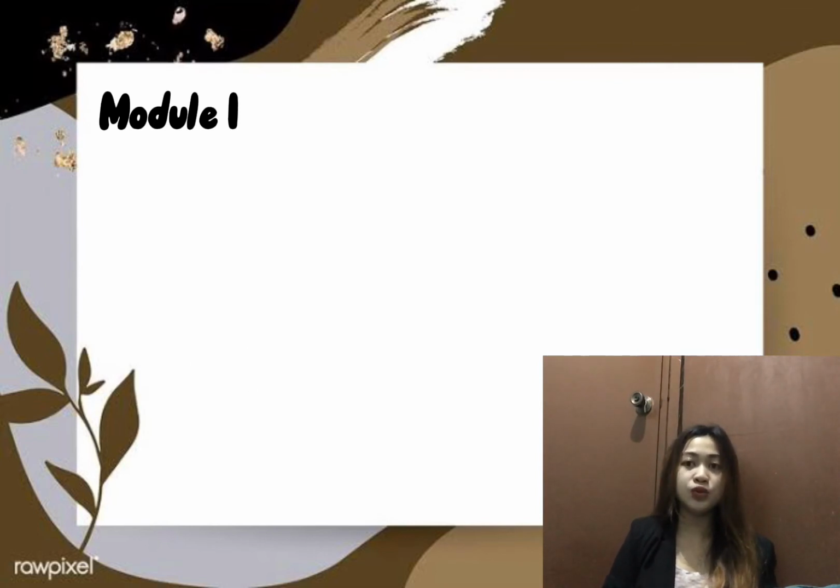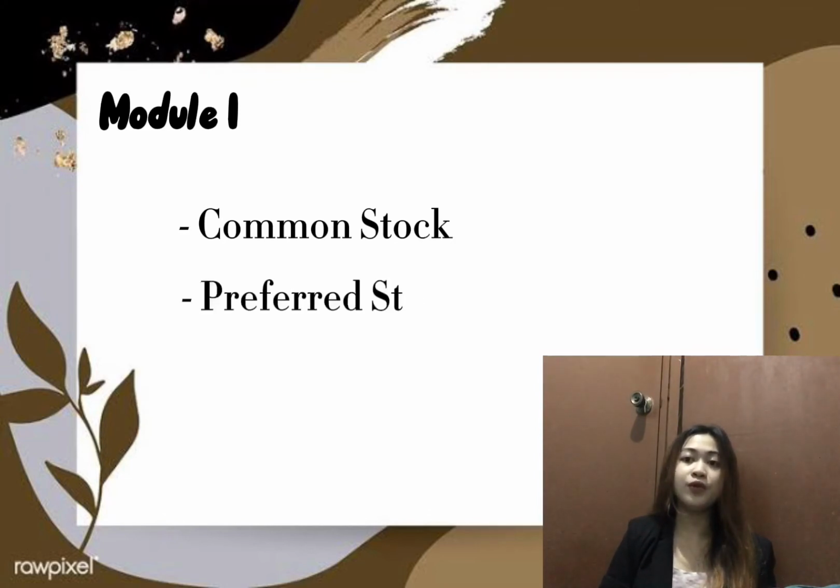And in this module, I also learned the difference between common and preferred stock, wherein common stock is defined as an instrument that can be viewed as a combination of debt and equity, while preferred stock refers to an instrument which has the attribute of a debt.